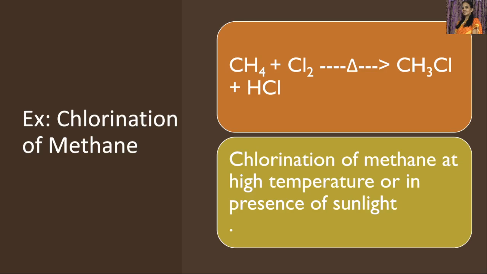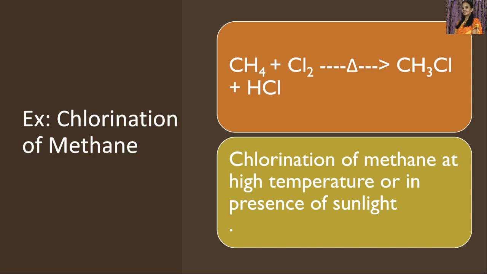From that mechanism only we will come to know that it is a free radical substitution reaction. In the first step, the chlorine molecule is fragmented into two chlorine atoms. Two chlorine atoms are produced. This reaction takes place in presence of light or heat because it is an endothermic step.